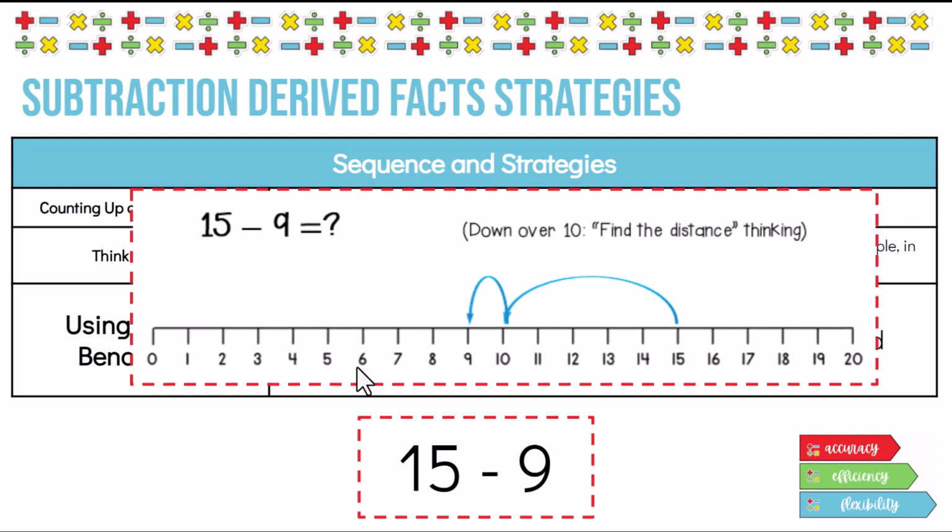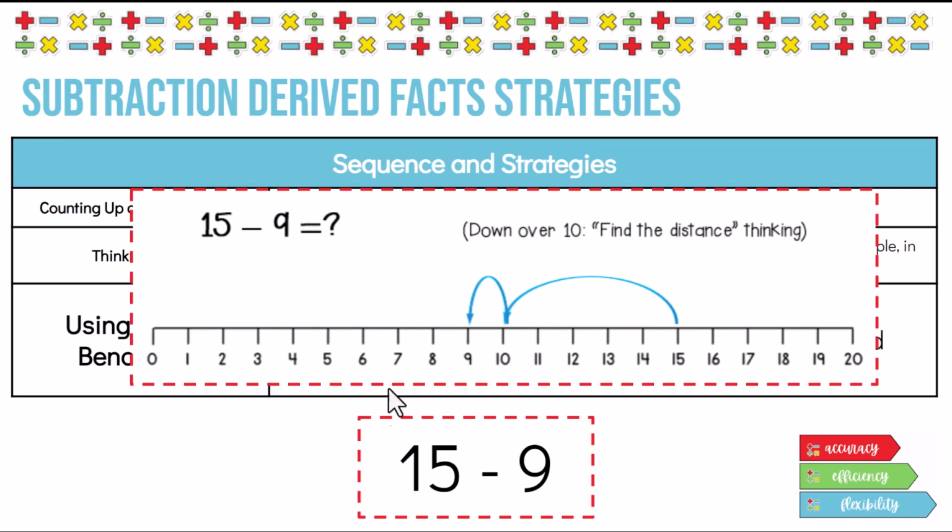Another down over 10 strategy is known as find the distance or find the difference thinking. In this representation, we will see that students are able to use the benchmark of 10 again to help find their distance thinking. Students are able to think that the distance between 15 and 10 is 5 plus one more jump to get to the 9. So the difference from 15 and 9 is a total of 6 because it took us 5 to get here and one more.